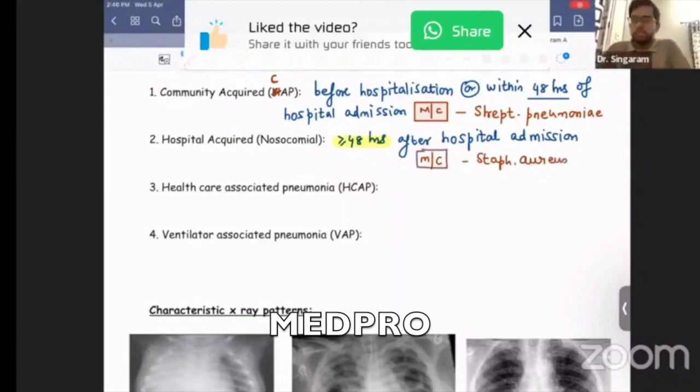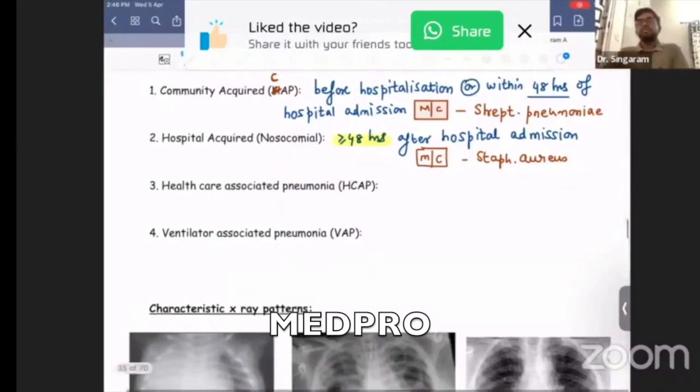See, whenever I talk about an organism, it's always related to the Indian scenario. Okay, most common cause means it is always related to the Indian scenario. Even the most common condition that I am talking about is always related to the Indian scenario only. So please keep this in mind.